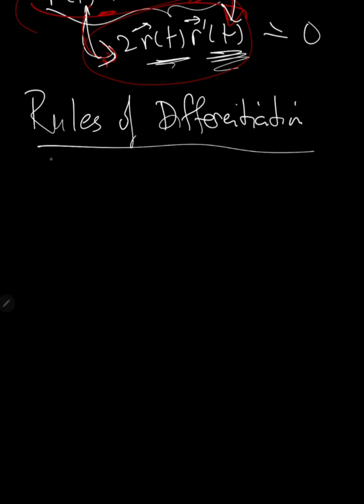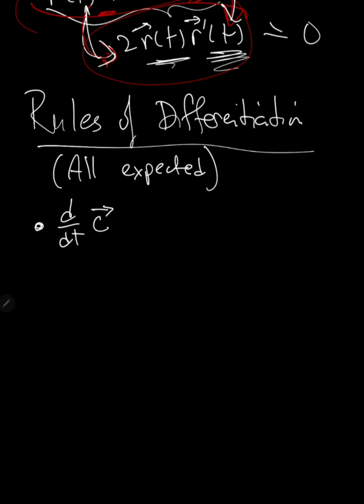All right. So rules of differentiation, the first thing I want to say is they're all expected. There's nothing unexpected going on here. Everything is as you would have hoped. For example, d/dt of a vector valued function that is always just a constant vector is 0. And all of these come directly from the fact that when you take the derivative of a vector valued function, you're taking the derivative of each entry, the x, y, and z entries, separately.